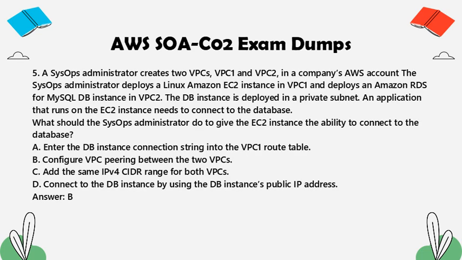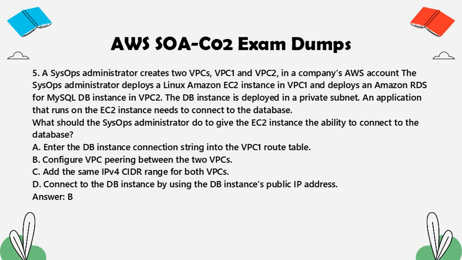5. A SysOps administrator creates 2 VPCs, VPC1 and VPC2, in a company's AWS account. The SysOps administrator deploys a Linux Amazon EC2 instance in VPC1 and deploys an Amazon RDS for MySQL DB instance in VPC2. The DB instance is deployed in a private subnet. An application that runs on the EC2 instance needs to connect to the database. What should the SysOps administrator do to give the EC2 instance the ability to connect to the database?